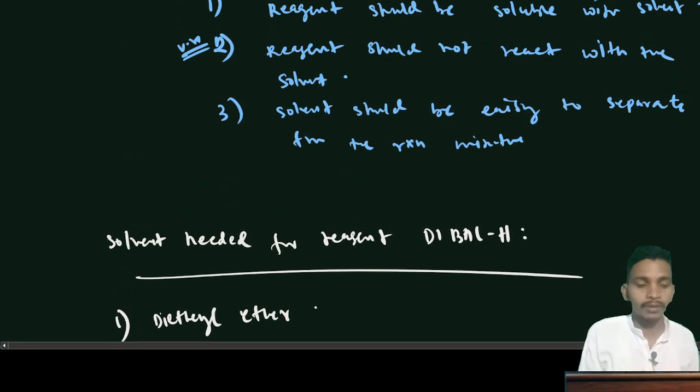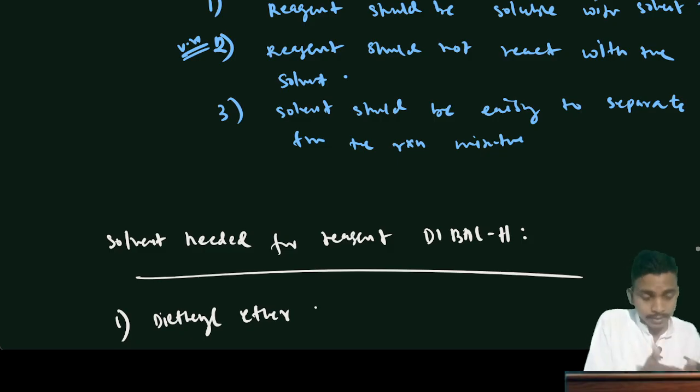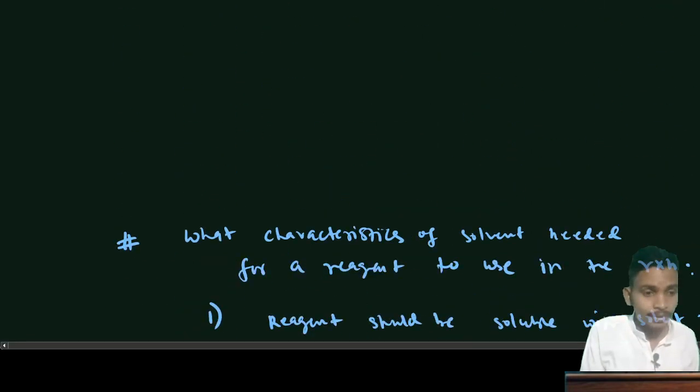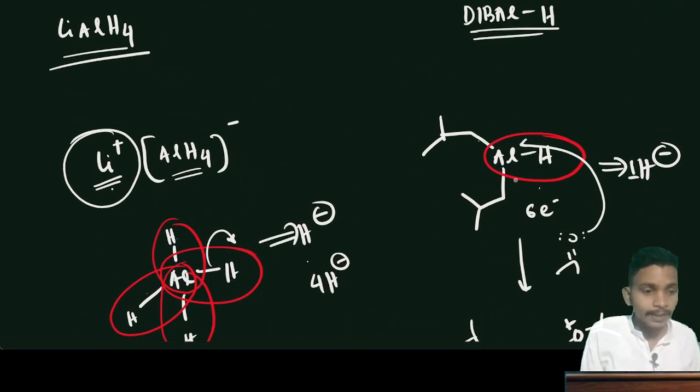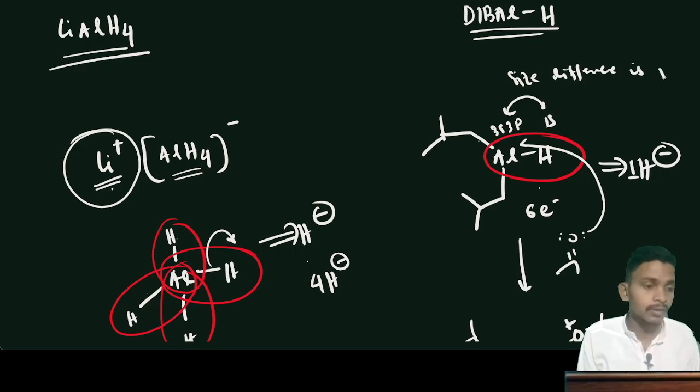Okay, so now this DIBAL-H is more like lithium aluminum hydride. The same characteristics, the same Al-H bond is there here also. You see that this is 3s 3p and this is 1s, so the size difference is present, so it becomes more reactive.